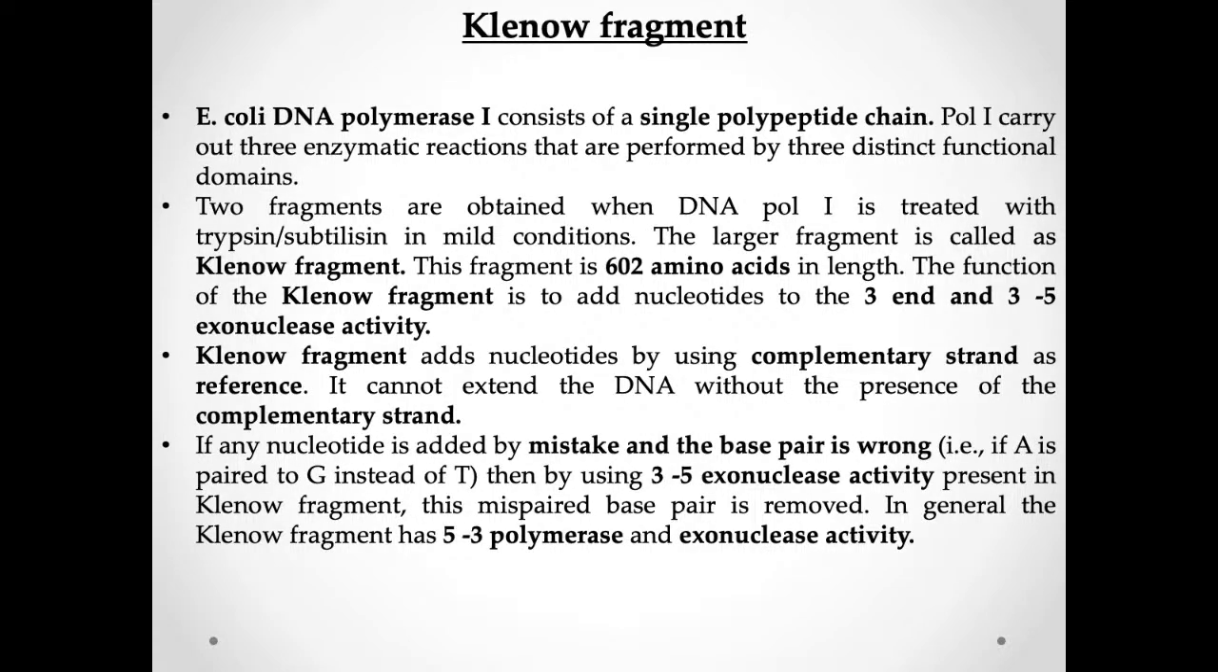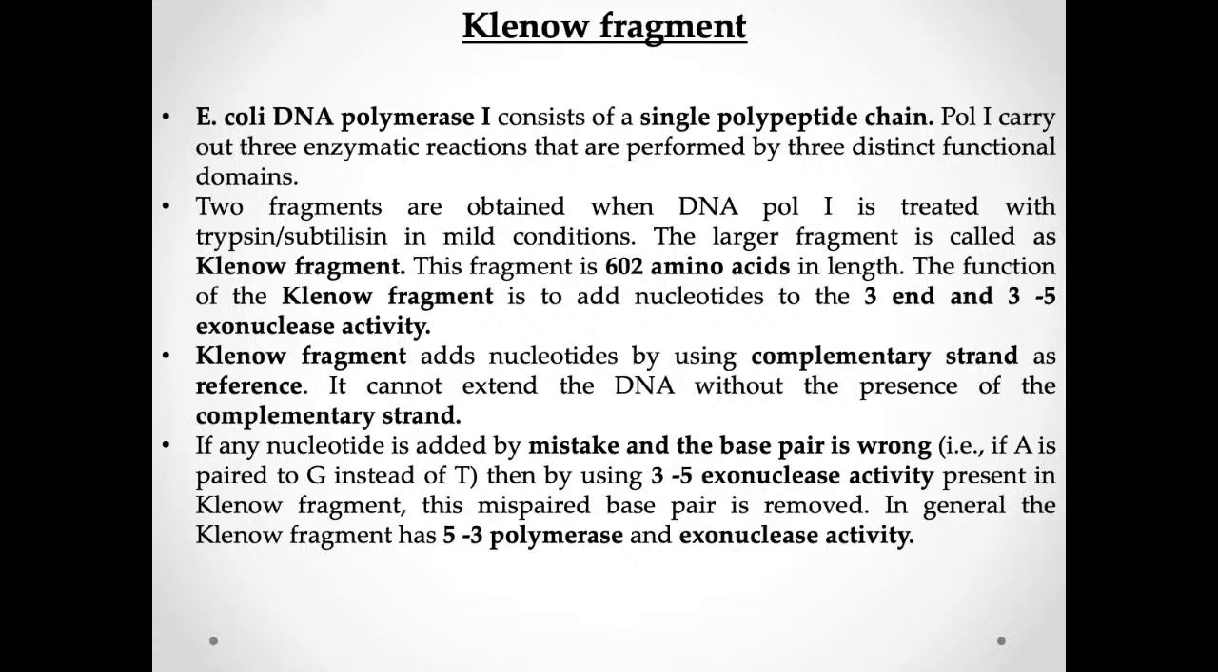And last, not the least, among the enzymes is your Klenow fragment, one of the important parts. So, E. coli DNA polymerase 1 consists of a single polypeptide chain. Poly 1 carries out 3 enzymatic reactions that are performed at 3 distinct functional domains. So, 2 fragments are obtained from DNA polymerase 1 when treated with trypsin in mild conditions. And the larger fragment is called the Klenow fragment. This fragment is 602 amino acids in length. The function of the Klenow fragment is to add nucleotides to the 3 prime end, and it has 3 to 5 prime exonuclease activity.